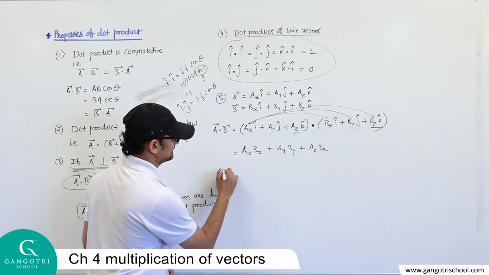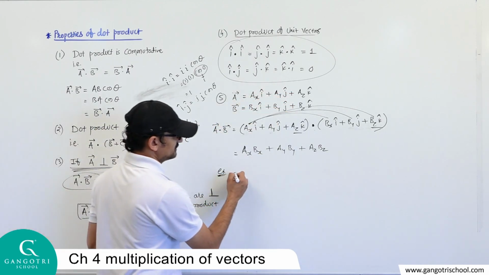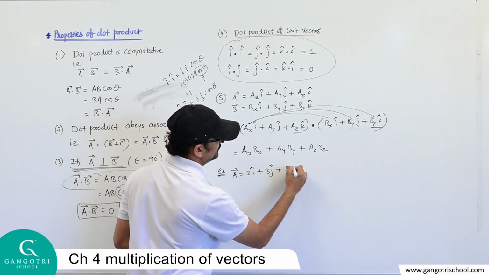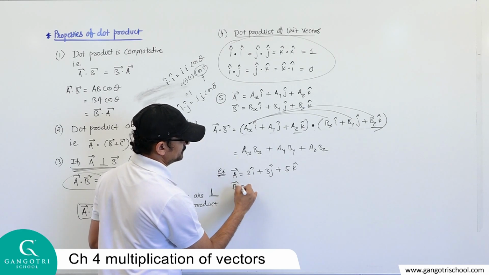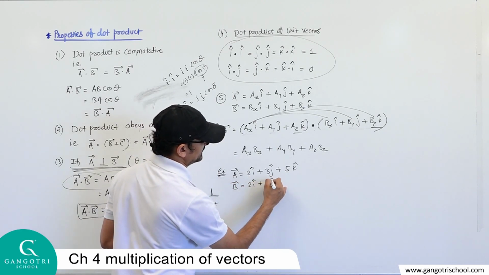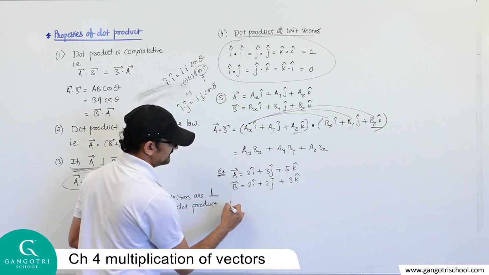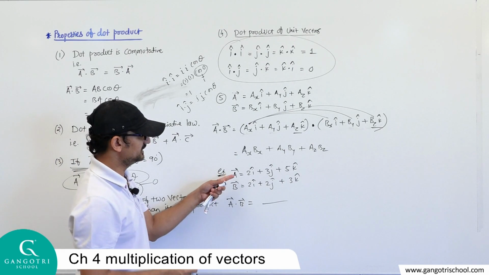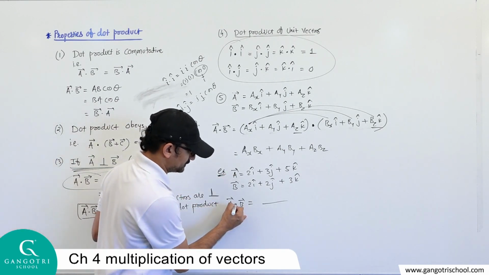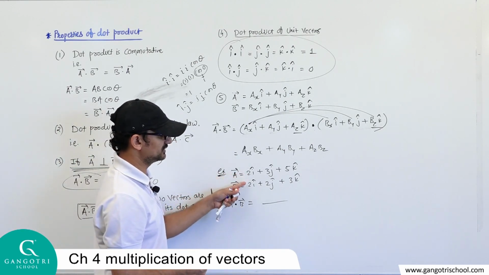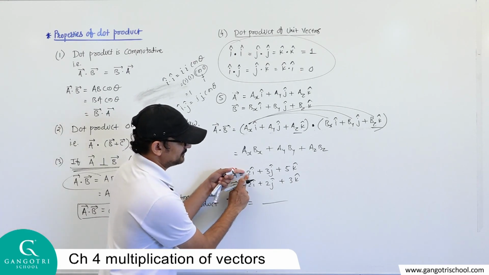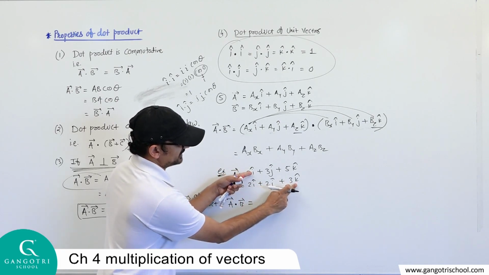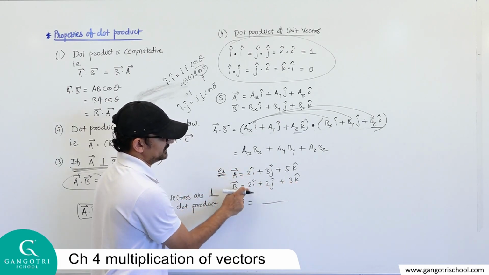For example, let's understand one very easy sum. Suppose vector A is given to you as 2i caret plus 3j caret plus 5k caret, and vector B is given as 2i caret plus 2j caret plus 3k caret, and they ask us to find A dot B equals blank. Find the answer. So here in case of dot product, the x component must be multiplied with only the x component. X component with the y component, i dot j is 0, i dot k is 0.